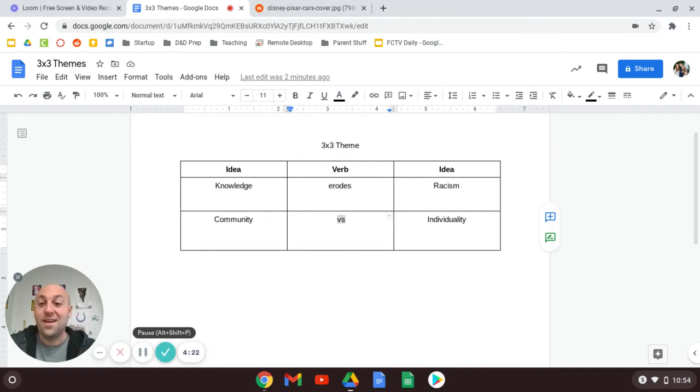So let's put a $5 word that I've got in my pocket here. It supersedes it. So we have community supersedes individuality. It is more important to be a member of the community than to be some flashy individual. Ka-chow. So how do you do 3x3 themes? Well, I've just showed you, right? You come up with two ideas that are related in the story, and then in the middle of it, instead of "versus," you put a verb that describes the way that they interact in the story.